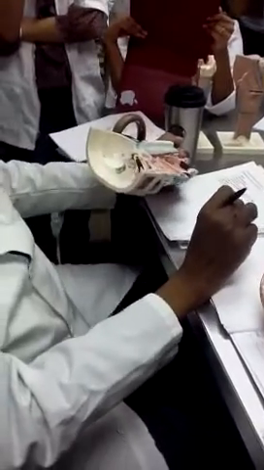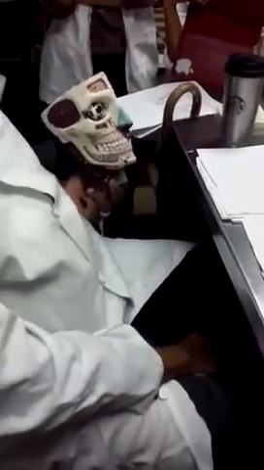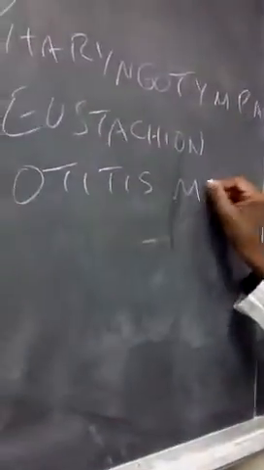And in infants and toddlers, that tube is very short. So whenever the infant or toddler gets a common cold, the common cold virus will move from the nasopharynx to the middle ear and will cause ear infection, and that ear infection is called otitis media. Inflammation of the middle ear.